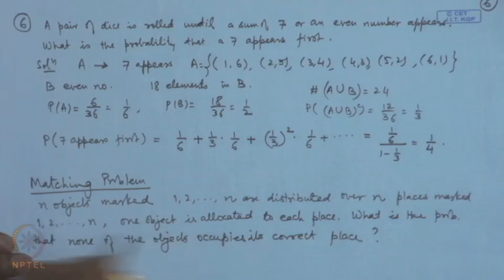Now, if we attempt this problem directly, it is slightly complicated, because if 1 is not going to 1, then it can go to 2, 3, that means there are n minus 1 possibilities. If 2 does not go to 2, then it can go to any of the n minus 1 and so on. So, there will be various possibilities. However, if we look at the complementary event, then it is easier to analyze. So, we look at it in this way.